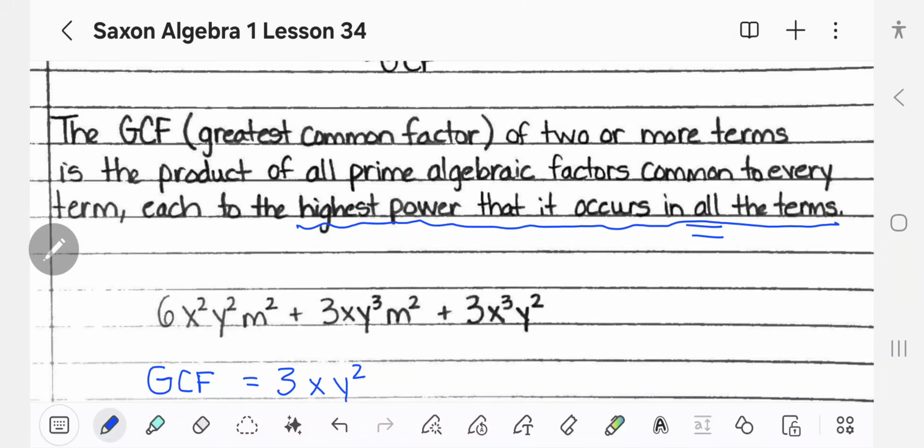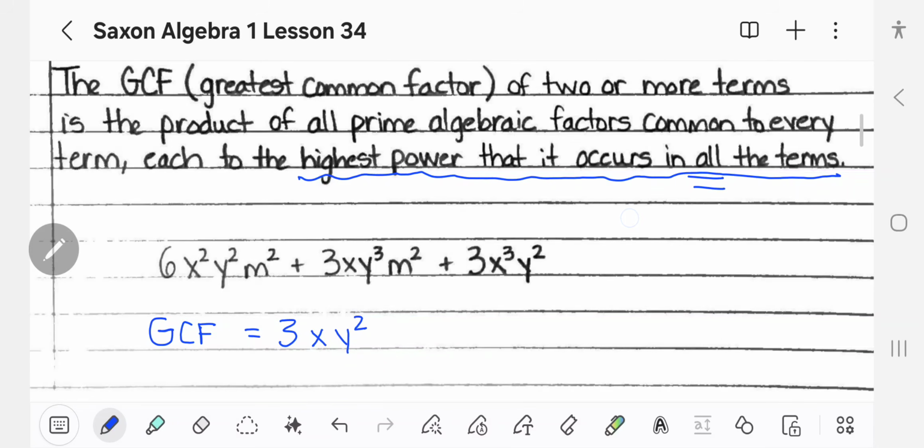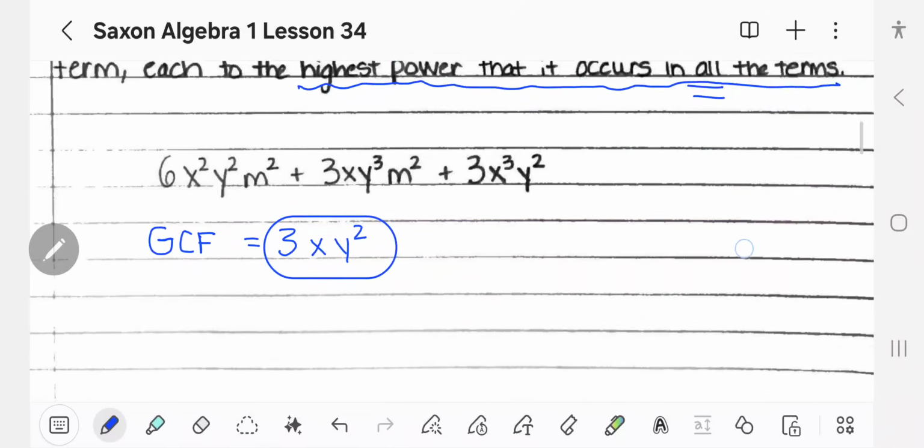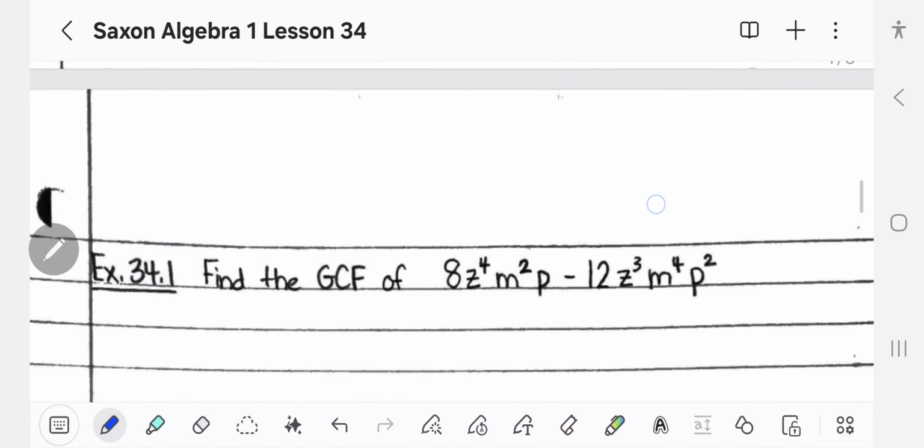So our greatest common factor of these is going to be 3xy squared. That's the greatest common factor of all of the three terms. And that's what we're going to be doing in this lesson. So let's look at some examples.